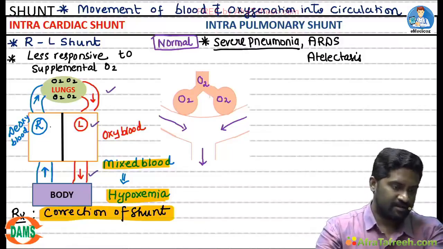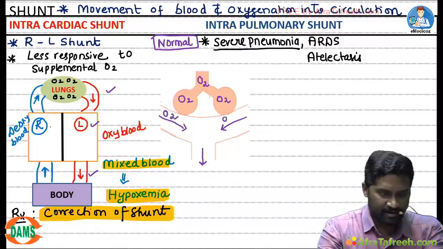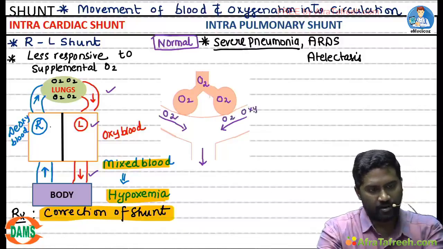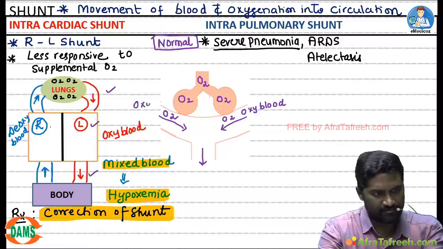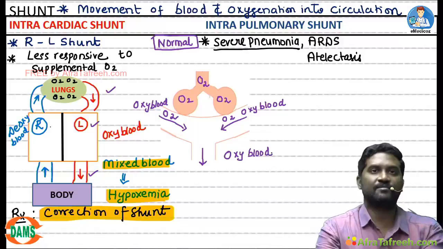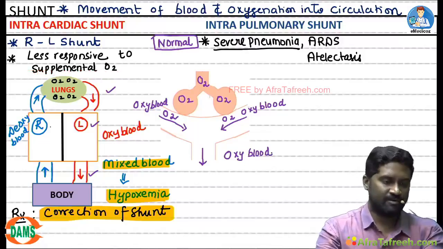So in a healthy individual, what happens is oxygen will reach from the alveoli into the blood. So because of that, there will be oxygenated blood on this side, and these two will mix, and the end result will be oxygenated blood reaching the systemic circulation. Oxygenation will be normal. So this is the normal phenomena.